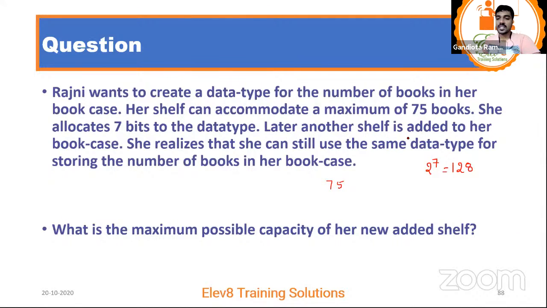So later another shelf is added to her bookcase. ఇంకొక shelf యాడ్ చేసింది మా. She realized that she cannot still utilize the same data type for storing the number of books in her bookcase. So what is the maximum possible capacity of her new added shelf మా?